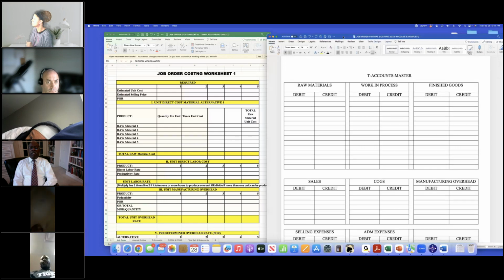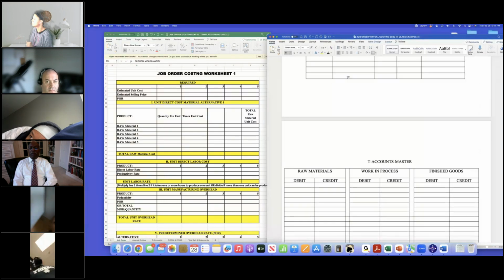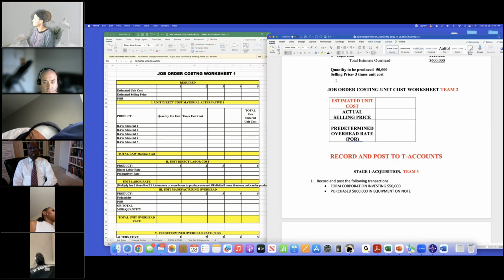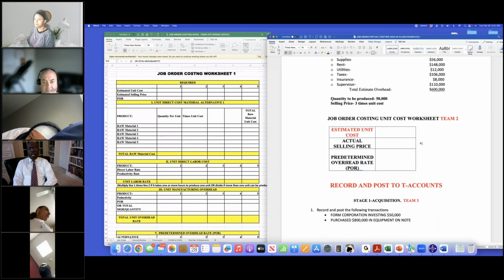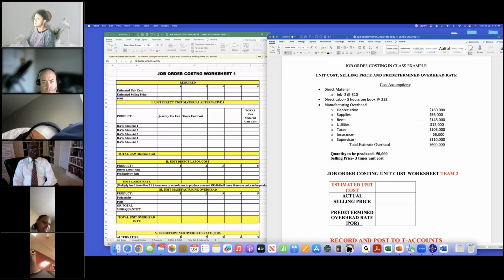Let me flip up here. It's going to be team 1. Now it's team 2. Team 2 is assigned estimated unit cost, selling price, and POR. Is team 2 in the house? I will assume team 2 is not in the house. I attempted to give them an easy one, but that happened.